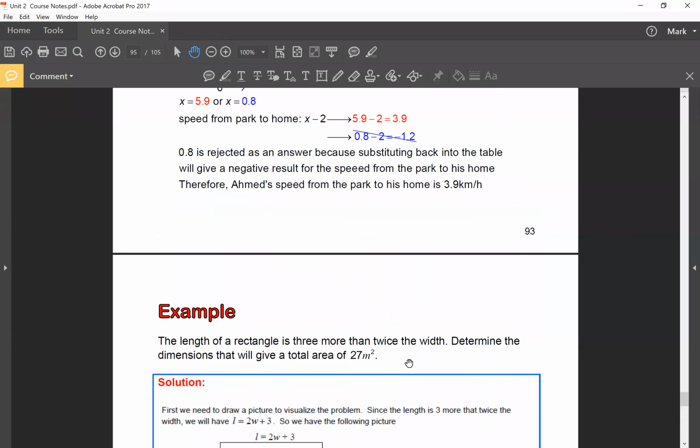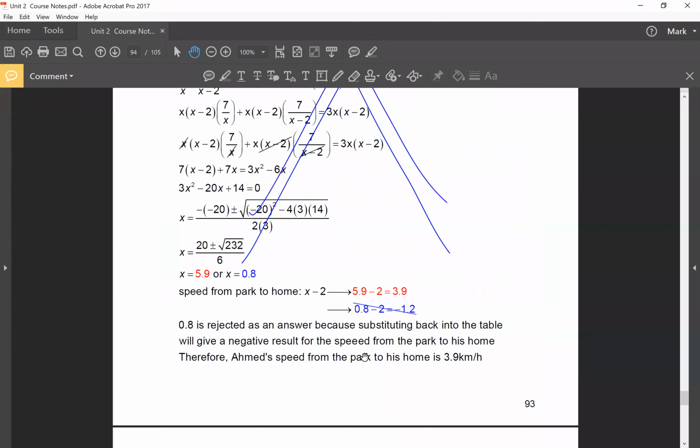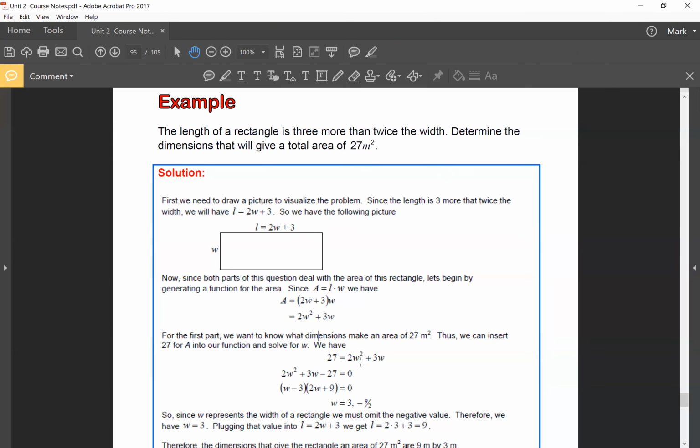Okay, so last day, sorry, I'm hitting record now. We looked at this example about the model rocket, and we started this question with question number 2. But today I'm going to start here.